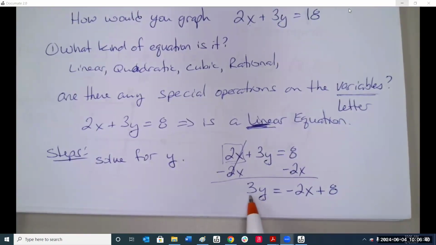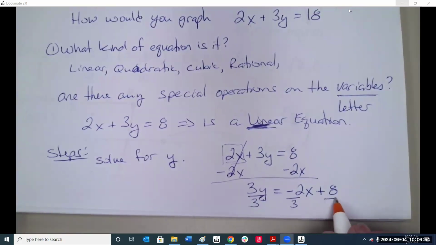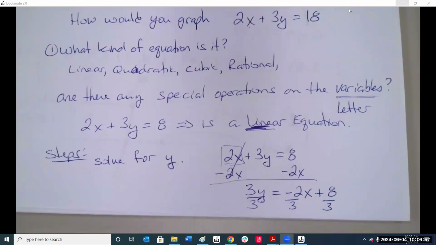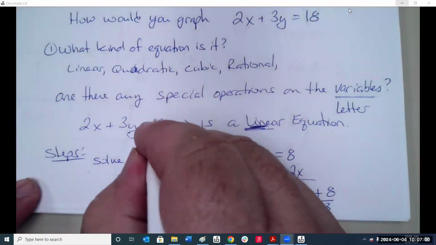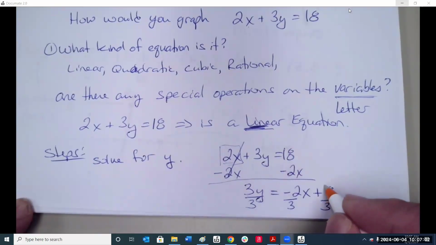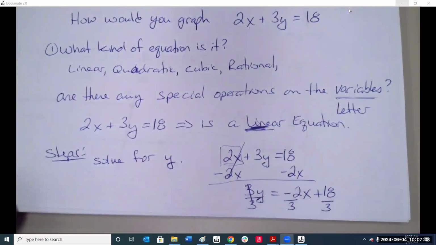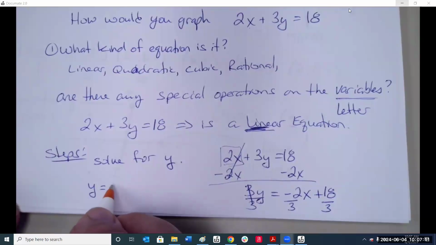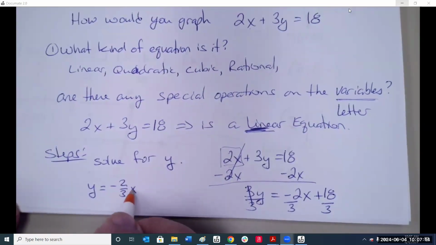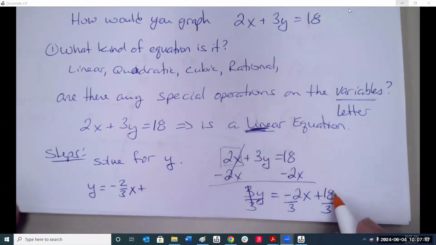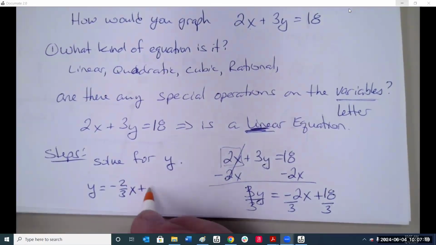Remember, we're solving for y. How do you get rid of the 3? How is 3 connected to y? It's multiplied. What's the opposite of multiplication? Now you divide. Divide each term separately. So the 3's cancel. So we have y is equal to negative 2/3 x. What's 18 divided by 3? 6.